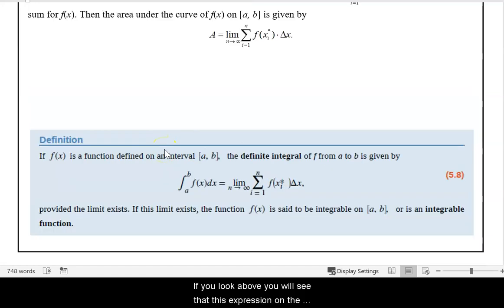If you look above, you will see that this expression on the right is precisely the limit of the Riemann sum. But we know that the limit of the Riemann sum gives us exactly the area under the curve, which means that in fact the definite integral is a number, not a function, not a family of functions. The definite integral is a number which represents the area under the curve between x equal a and x equal b, provided that the limit exists. If the limit exists, then we say it's integrable over that closed interval and that it is an integrable function.